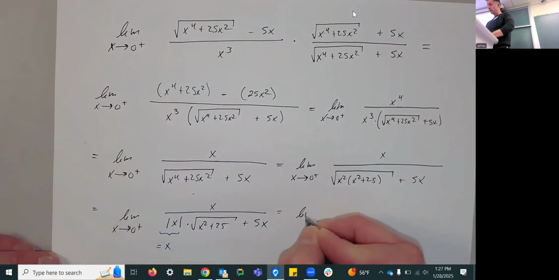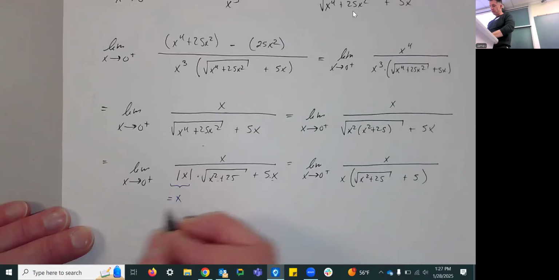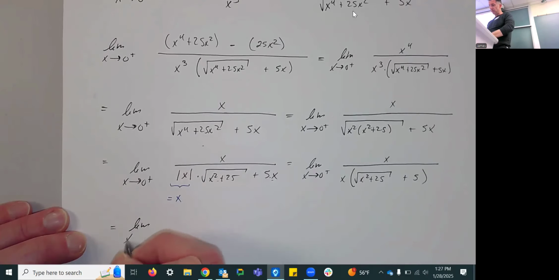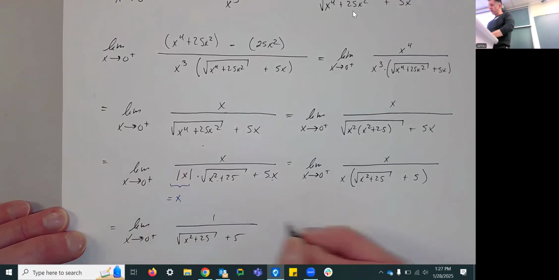So then we can factor out an x from the denominator. We have x multiplied by, let's actually factor it out from both pieces, the square root of x squared plus 25 and a plus 5, not a 5x. The x's cancel, leaving the limit as x approaches 0 from the right of 1 over the square root of x squared plus 25 plus 5. And then we plug in 0 and we get 1 over 10 like we did before.